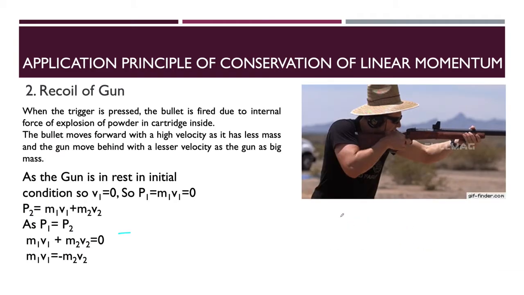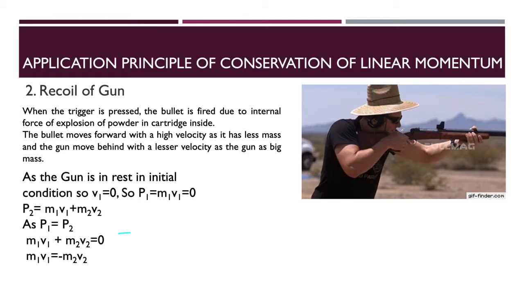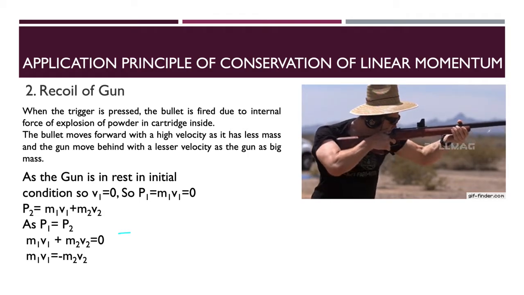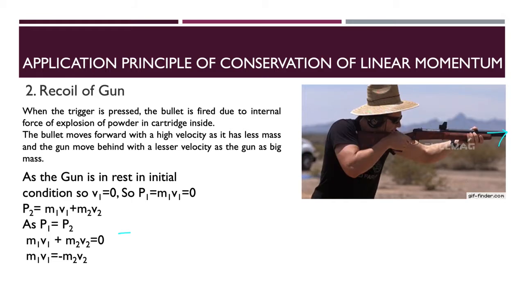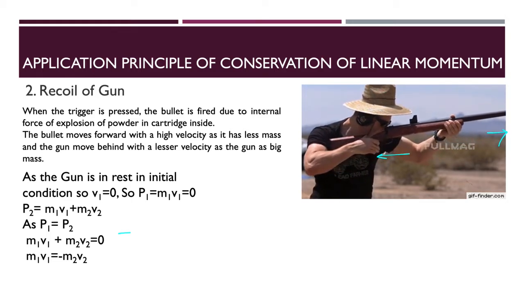Now here also you can see the same thing. When there is the recoil of a gun, that means when the person is firing and the bullet is going out, what is happening? The gun is going in the backward direction. Why is it like that?